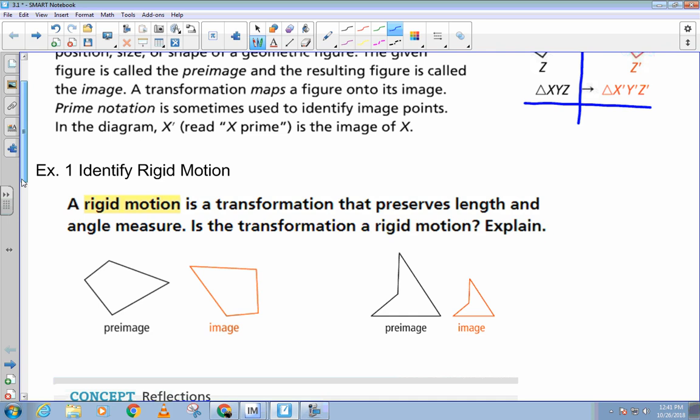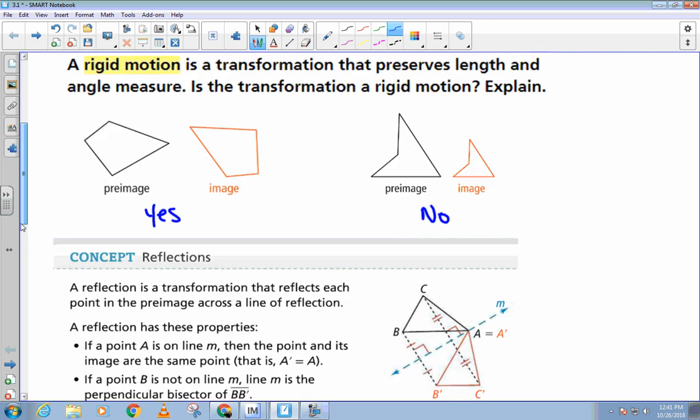But if you look at the second one, the image is smaller than the pre-image. This is actually called a dilation. We'll talk about those too. So this one is not rigid motion. So this one, yes, it is, and this one, no, it is not.